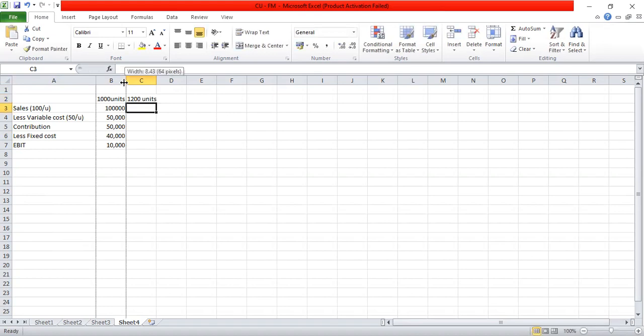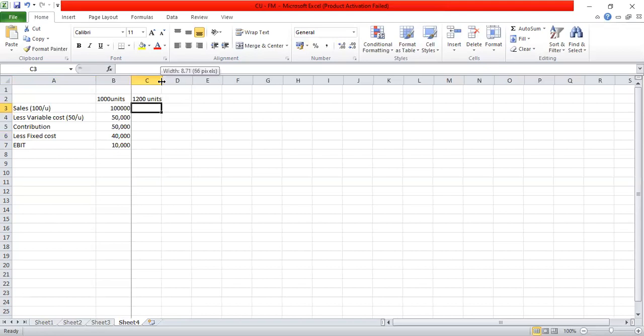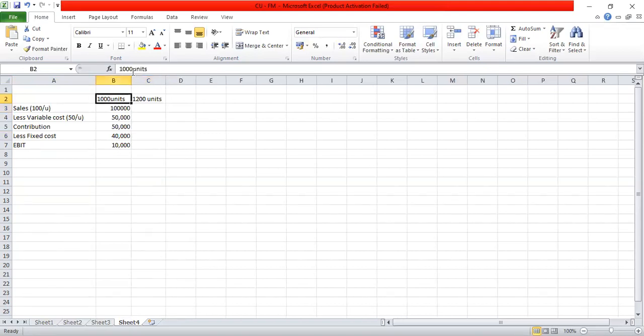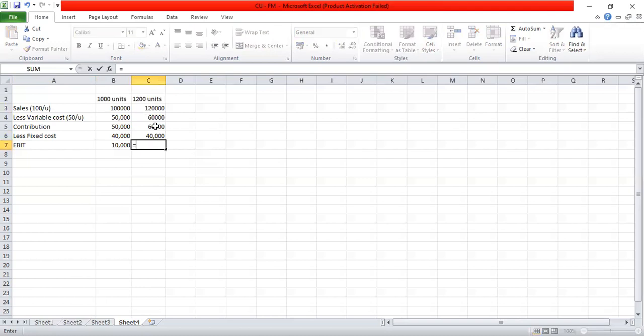Let's say the sales are increasing to 1,200 units. If that is the case, how would the impact be seen? We see that the sales will be 100 into 1,200. Then variable cost also will be 50 into 1,200. Then contribution will be, what is fixed cost? Fixed cost is a cost which remains fixed. So it will remain the same at 40,000. So the overall profit, EBIT, will be 20,000.